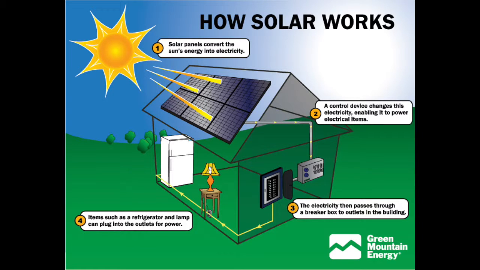There are solar panels that can be placed on houses or commercial buildings that convert the sun's energy into electricity. A control device changes this electricity, enabling it to power electrical items. Electricity then passes through a breaker box to outlets in the building. Items such as a refrigerator, a lamp, even a microwave and TVs can plug into the outlets for power.